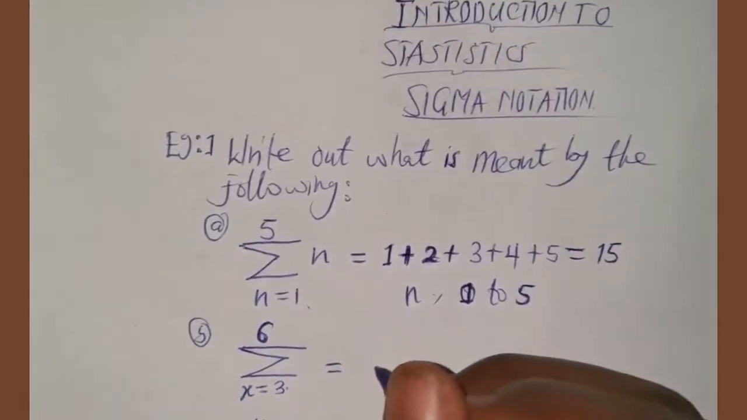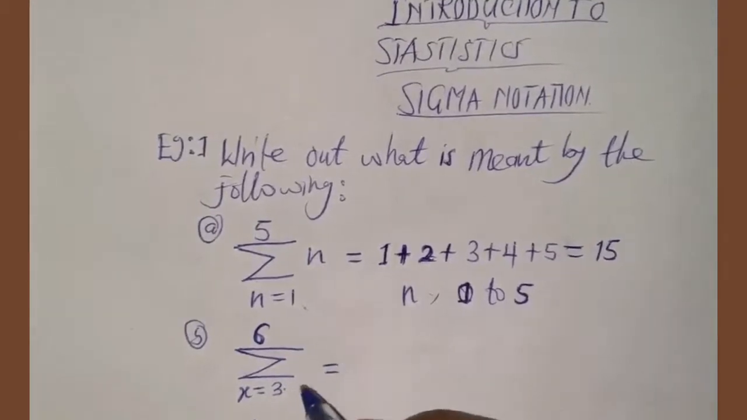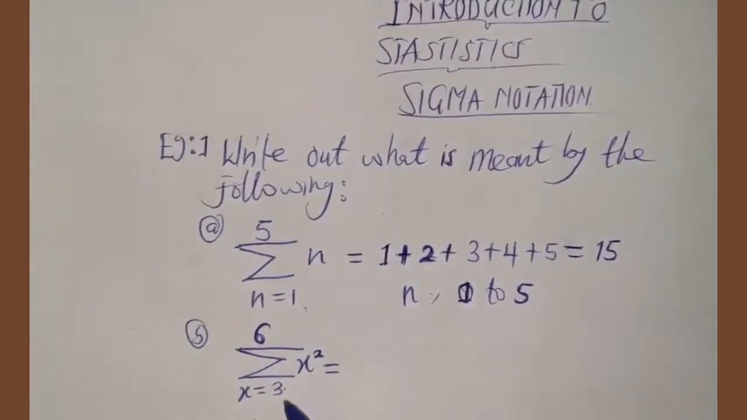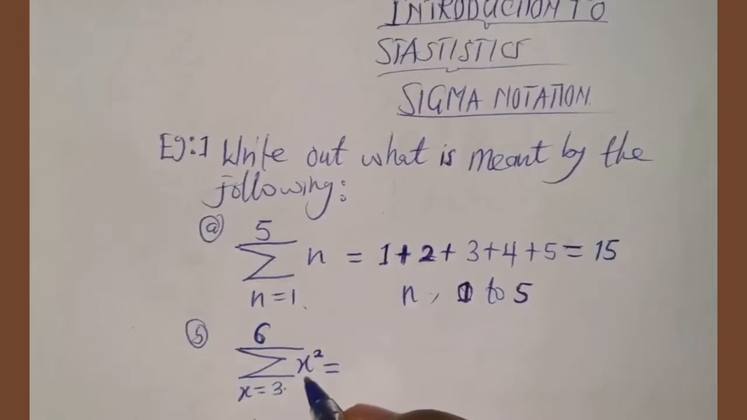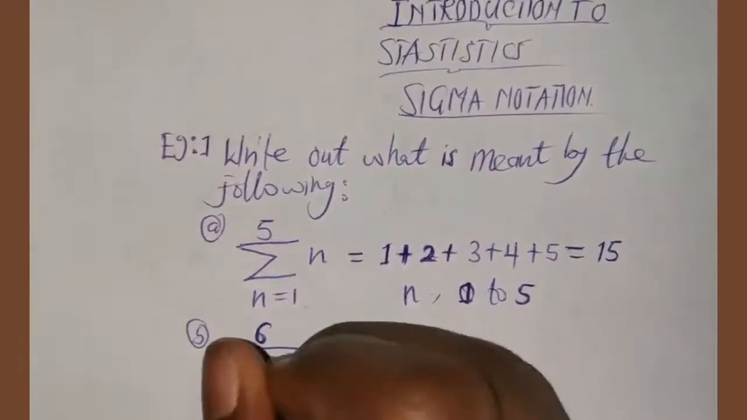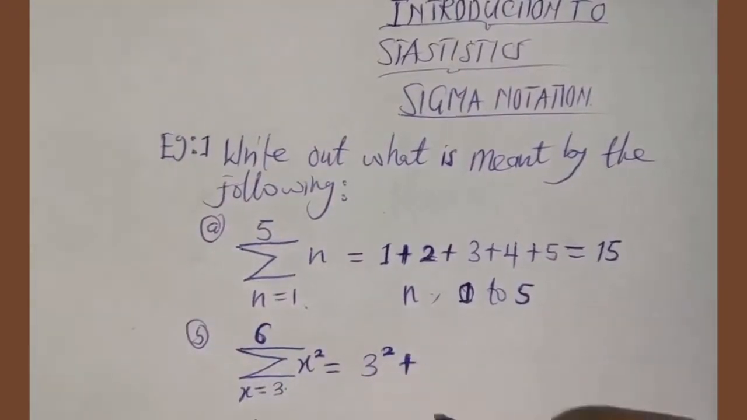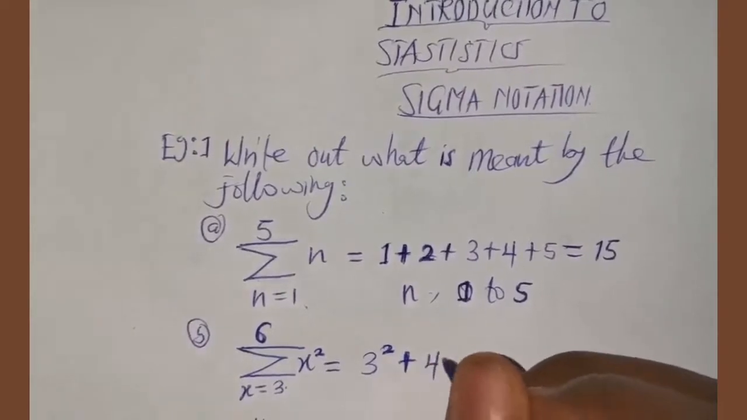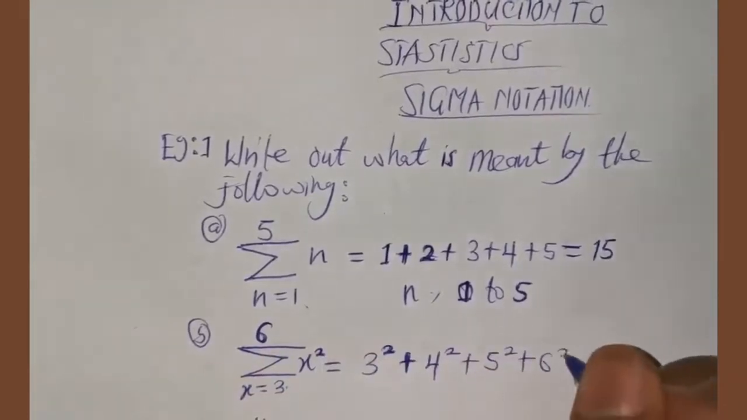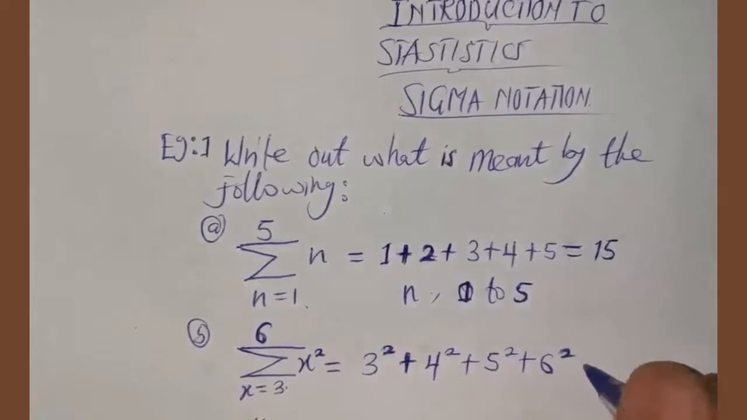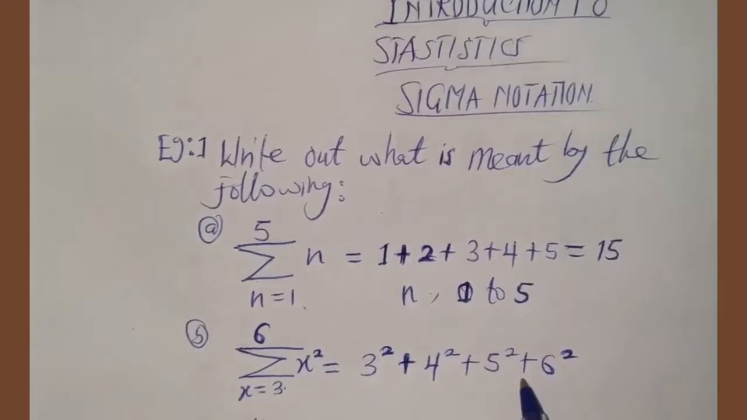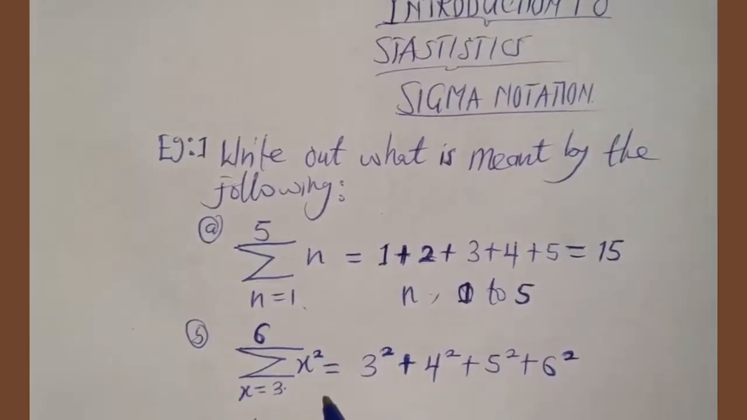What about this? The same thing. Here the x is squared. You're going to start with the r here, which is now x, starting with 3. So it becomes 3 squared, and it ends with 6. Plus, from 3 move on to 4, so 4 squared, then 5 squared, then ends with 6 squared. So this was the long chain that we were able to reduce with sigma notation. I hope that is clear.